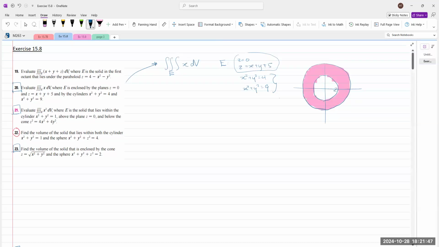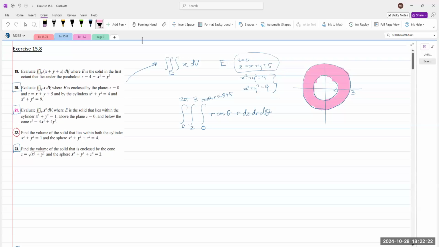This is 2, this is 3, so our triple integral now will be from 0 to 2 pi, the radius from 2 to 3, z from 0 to x plus y plus 5, but x is r cosine theta plus r sine theta plus 5, of x. X is r cosine theta, r dz dr d theta.